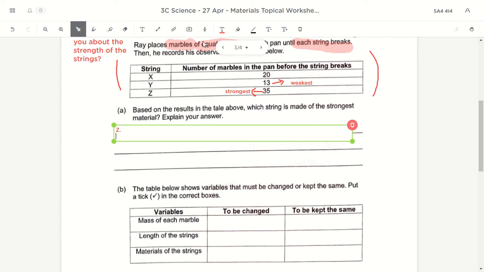The evidence you can see from the table is that Z could hold the most number of marbles before it broke. Okay, this is the evidence. Before it broke is important. And so what if Z can hold the most number of marbles before it broke? Why is it the strongest? Because the strongest material would be able to carry the most number of marbles.